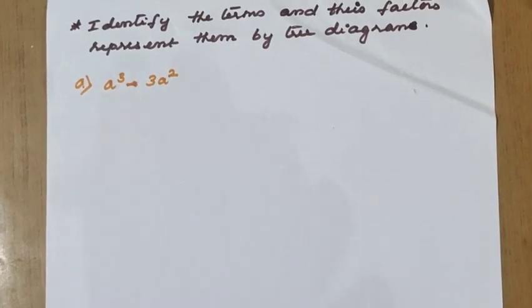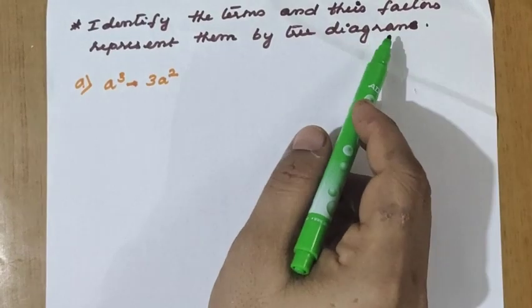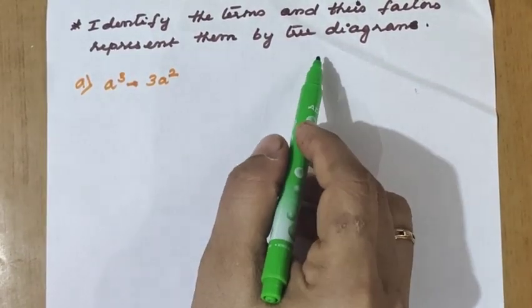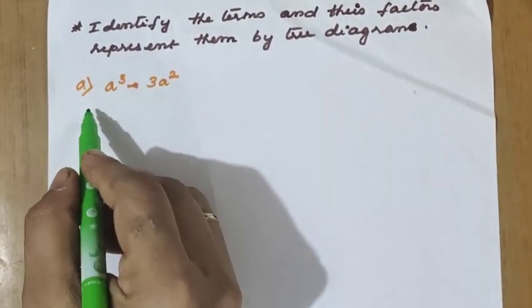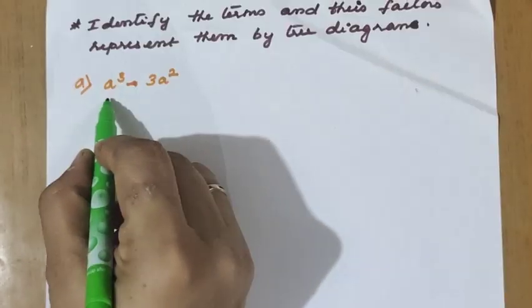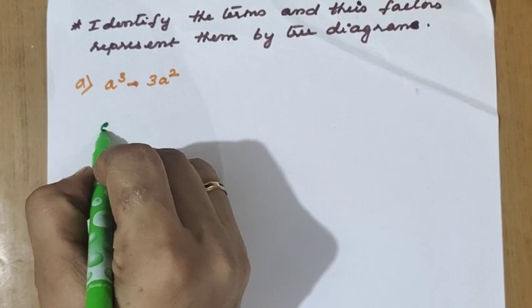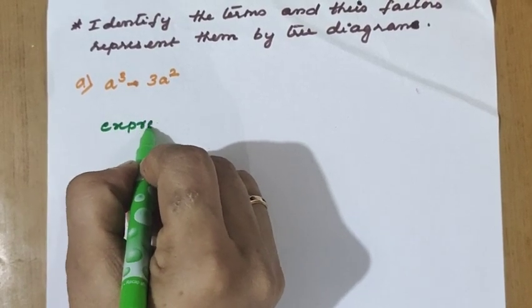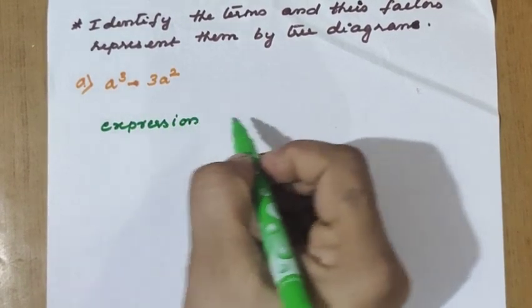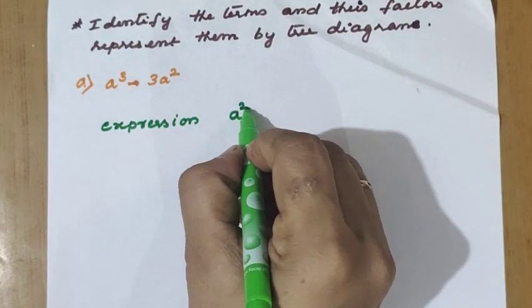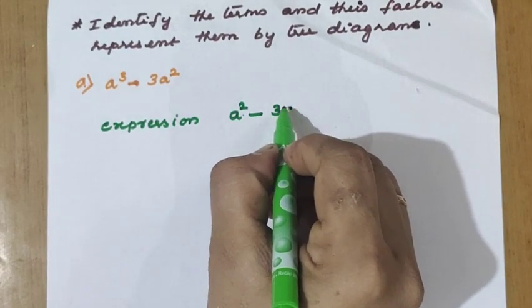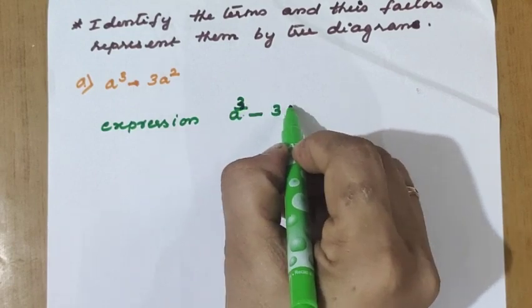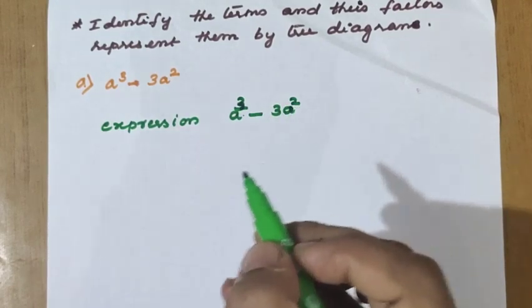Let us do some examples. Identify the terms and their factors. Represent them by tree diagrams. So the first question is a cube minus 3a square. So what should we do? This is an expression. So we should write here expression, a cube minus 3a square, right?